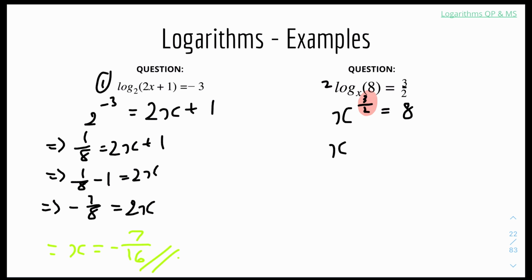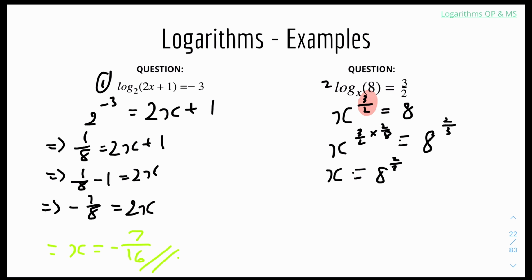So you have to do x to the power of 3 over 2 times 2 over 3 as a power. And whatever you do to the left hand side, you have to do to the right hand side. So 8 has to be to the power of 2 over 3 as well. Then it will become x equals 8 to the power of 2 over 3. And of course we have to simplify it to its fullest.